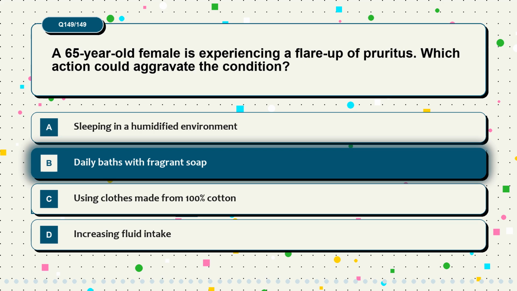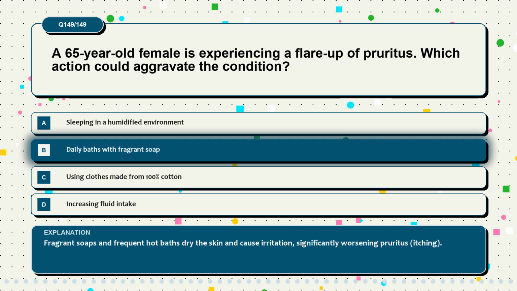The correct answer is option B. Daily baths with fragrance soap. Fragrant soaps and frequent hot baths dry the skin and cause irritation, significantly worsening pruritus itching.